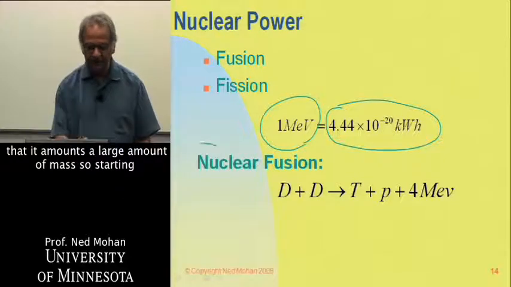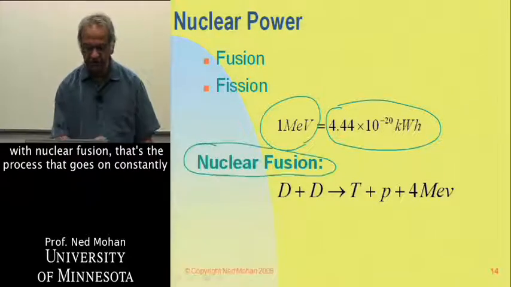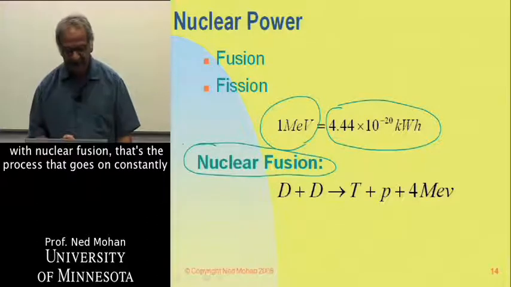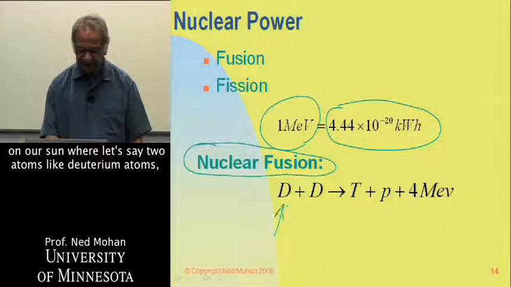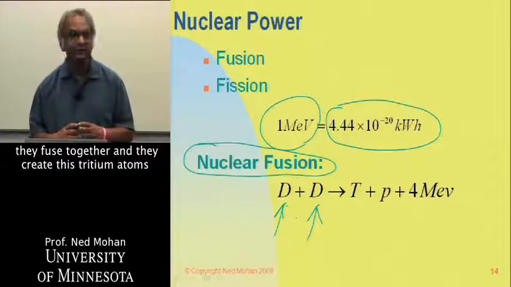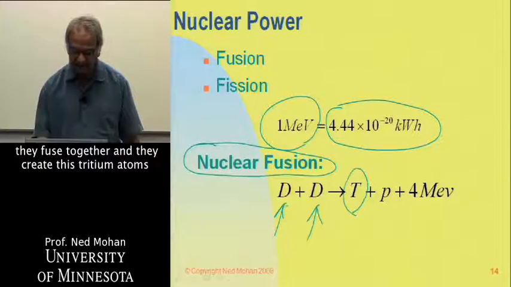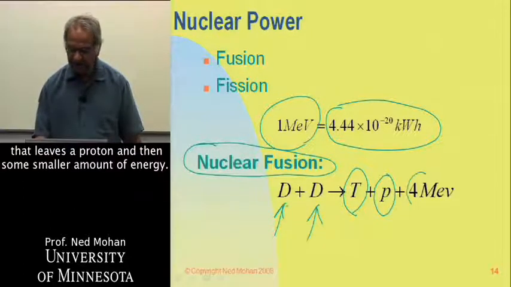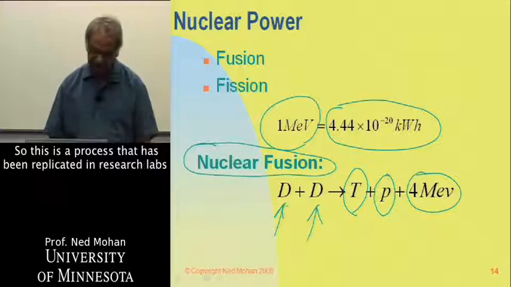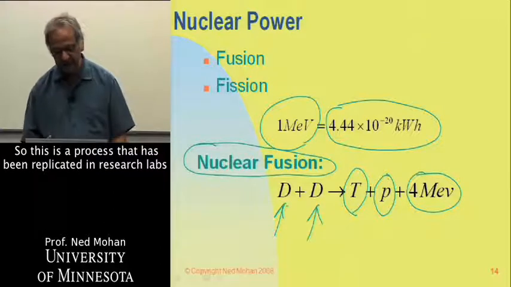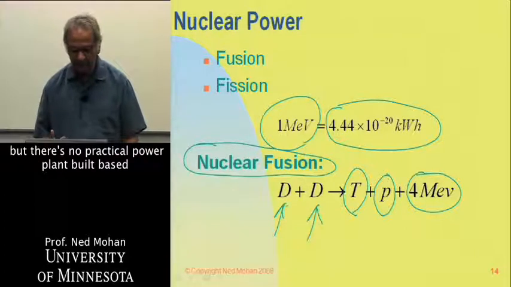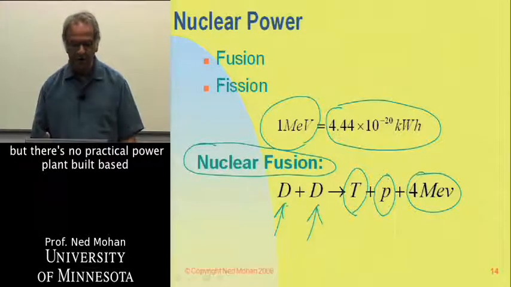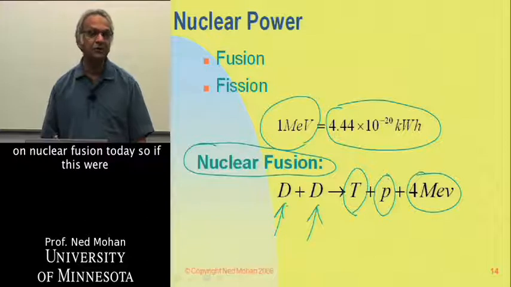So starting with nuclear fusion, that's the process that goes on constantly on our sun, where let's say two atoms like deuterium atoms fuse together and create this tritium atom. They release a proton and then some small amount of energy here. Okay, so this is a process that has been replicated in research labs, but there's no practical power plant built based on nuclear fusion today.